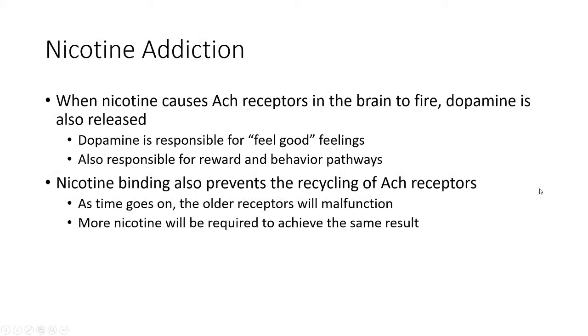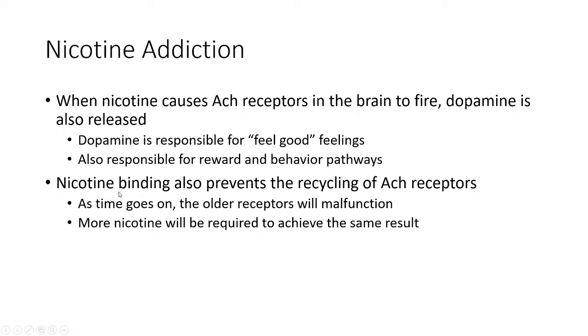The nicotine addiction example, so how do you get addicted to substances, especially nicotine? So when nicotine causes acetylcholine receptors in the brain to fire, the dopamine also gets released. And the dopamine is responsible for this feel-good feeling. It's also part of reward and behavior pathways. And so every time you do something that releases dopamine, you are then sort of training yourself to do it again and again to get that dopamine release.